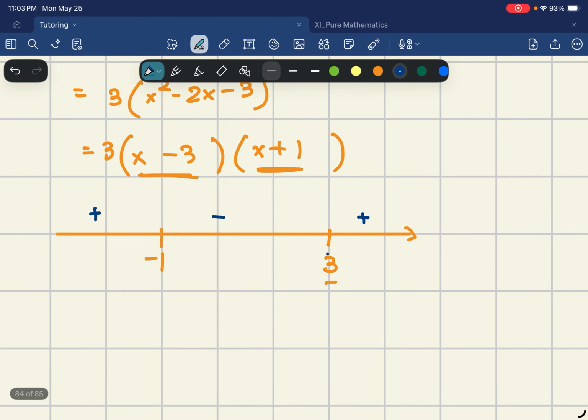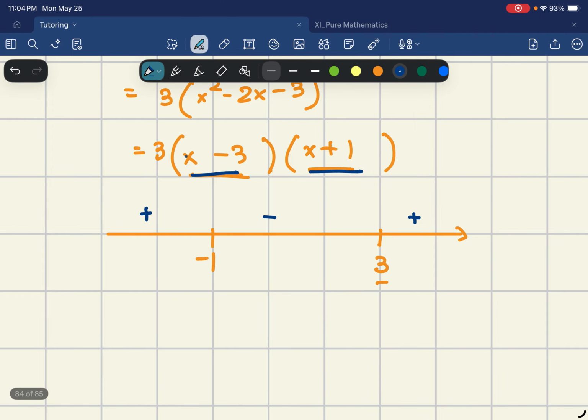Now I will leave you to figure it out, but you are going to get this pattern. If I put in a number bigger than 3, say 4, 4 minus 3 is 1, 4 plus 1 is 5. So that gives me something positive. These three things multiplied together, my answer is positive, and it's going to be true for all numbers bigger than 3. If I put in something less than negative 1, say negative 2, negative 2 minus 3 is negative 5. Negative 2 plus 1 is negative 1. So negative and negative gives me something that is positive. Positive, negative, negative is positive.